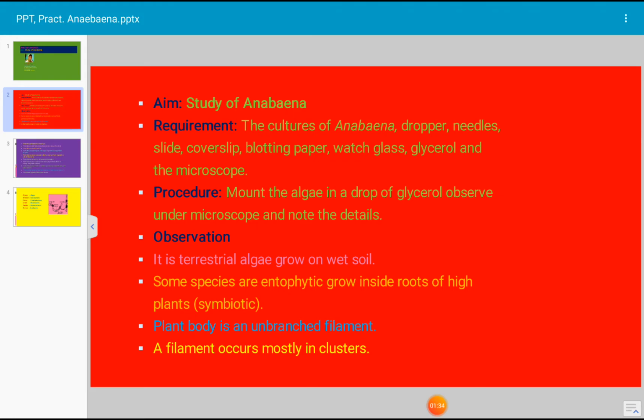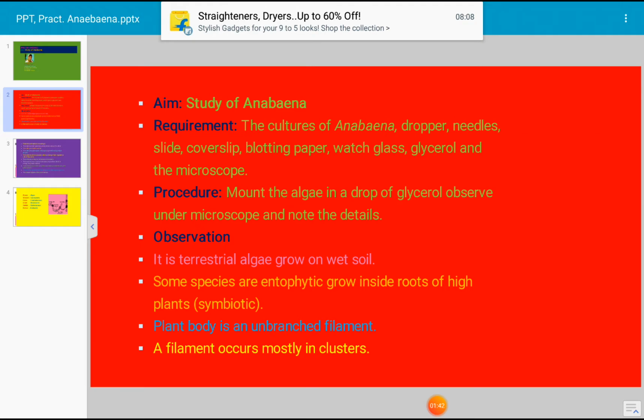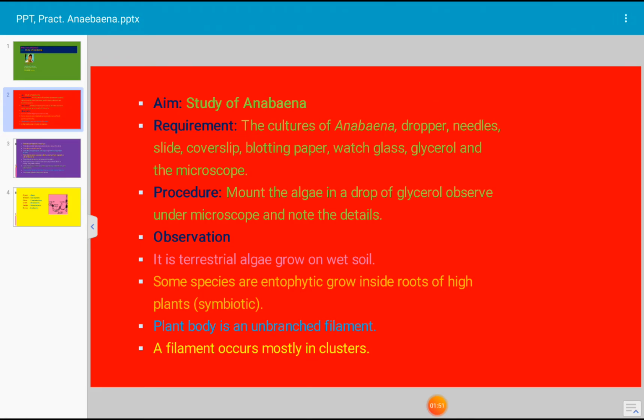Anabaena grows inside the roots of higher plants, as a symbiotic relationship is there. The algae help the higher plant and the higher plant gives protection to the algae. Such a mutually beneficial relationship is known as a symbiotic relationship.